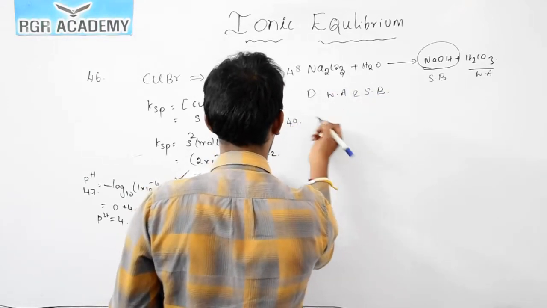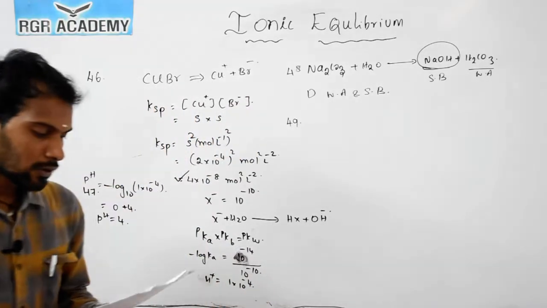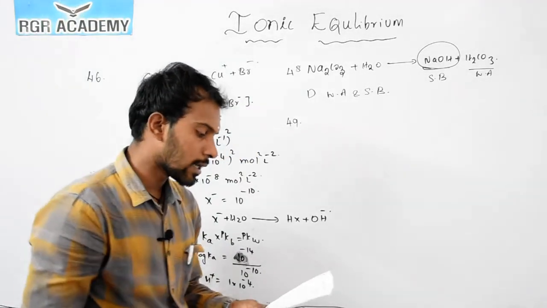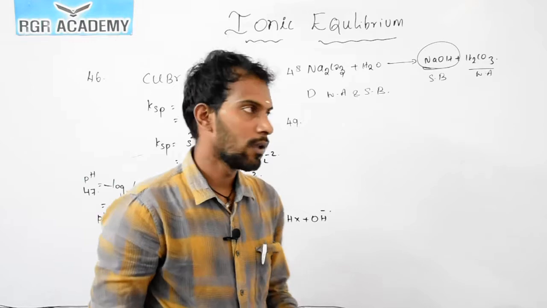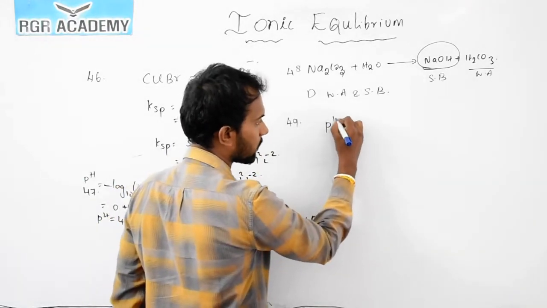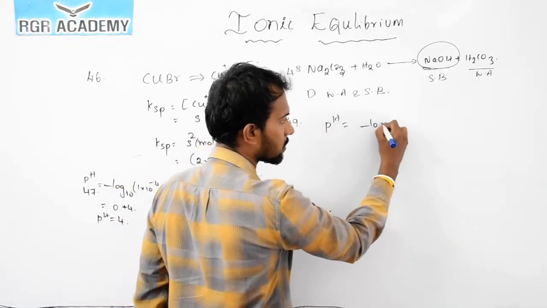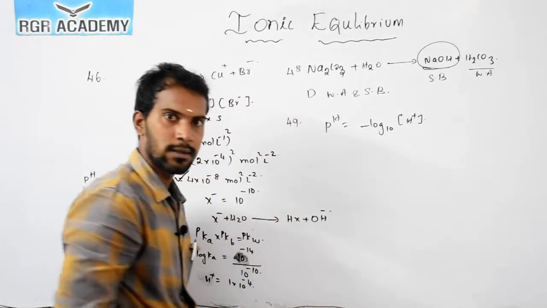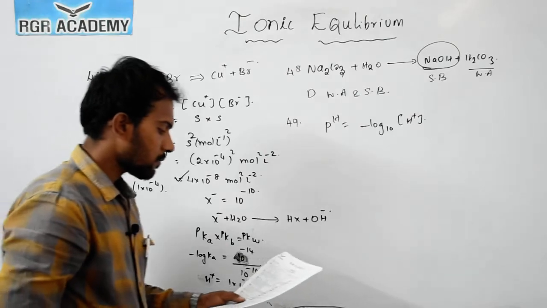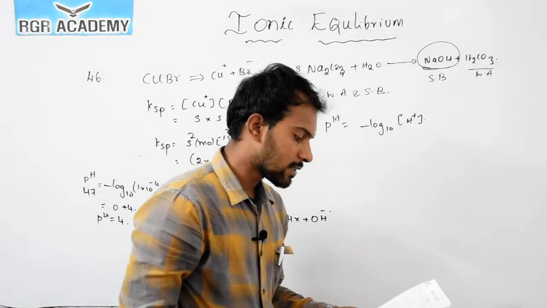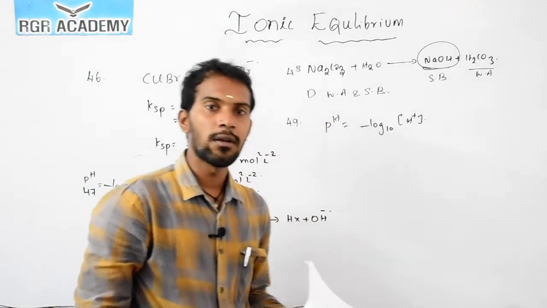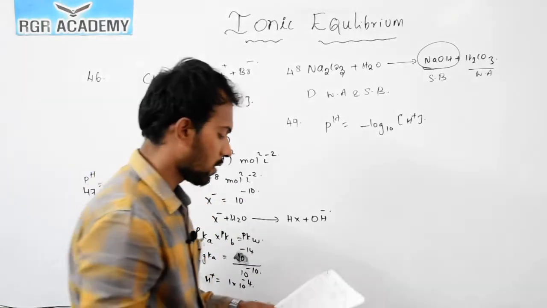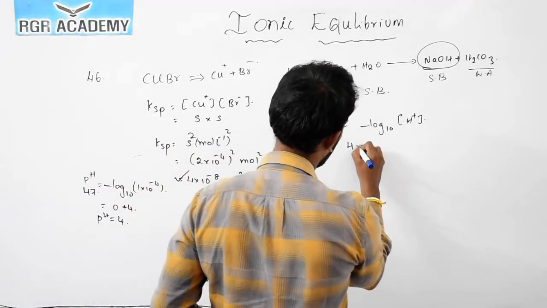Now the question number 49. The pH of the solution is the negative logarithm of H plus. So what is meant by pH? pH is equal to negative logarithm, minus log to the base 10 of the concentration of H plus ions, right? It's the concentration of H plus ions, based on moles per liter. Okay. So the answer is 4.